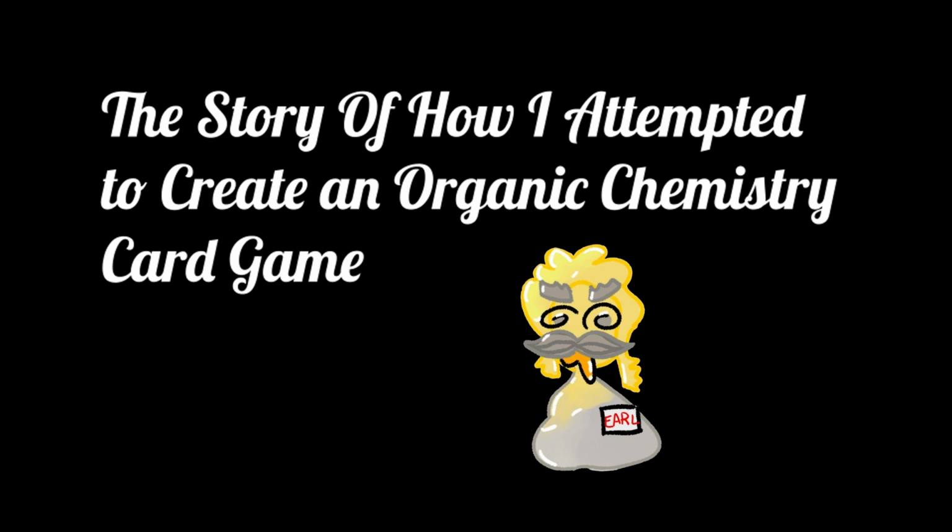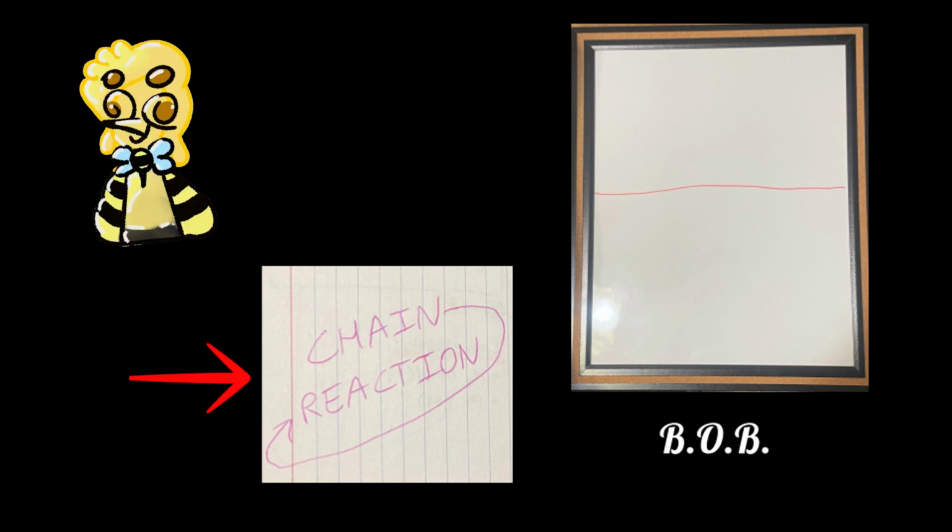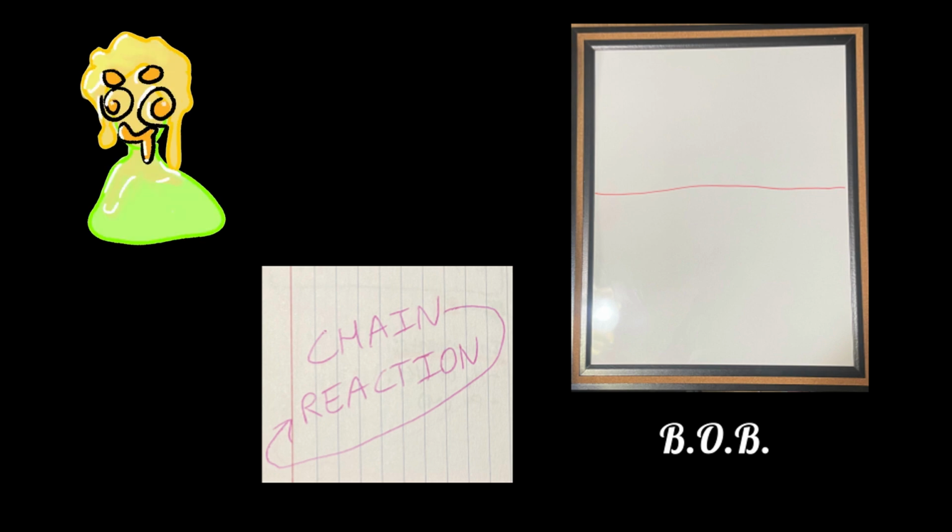I think we shall. I feel like a good way to start this video is by giving a general overview of what the game is and how it's supposed to be played. So let's do that. The game is called Chain Reaction, and it takes place on a giant whiteboard. Or at least it was supposed to, but we'll get back to that later. For now, let's just say it takes place on a big old board, Bob for short.